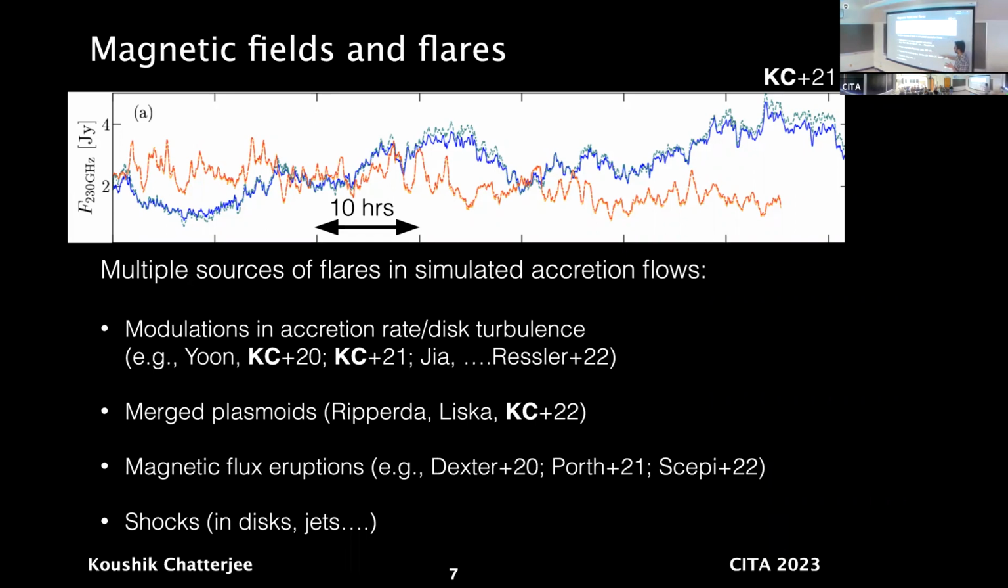These happen when you sometimes see magnetic flux tubes just get ejected into the disk. And then how these tubes exactly interact with the accretion flow can give rise to additional flaring sources, let's say. And then there are also shocks, both in the disks as well as in the jets, which I will probably discuss a little bit.